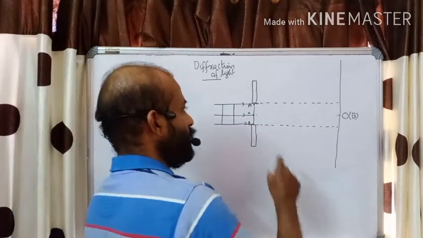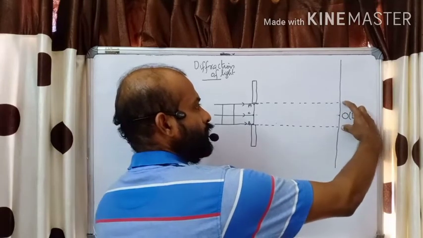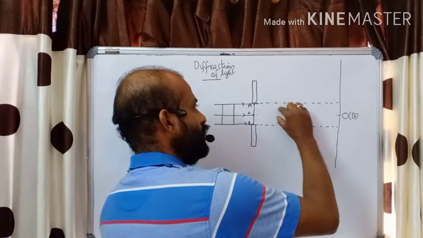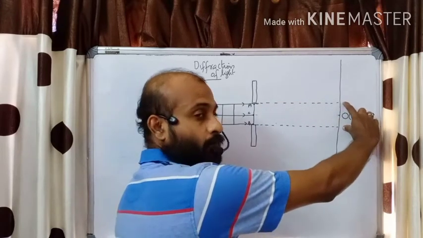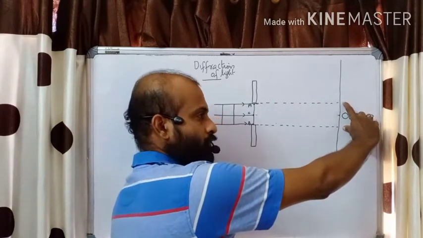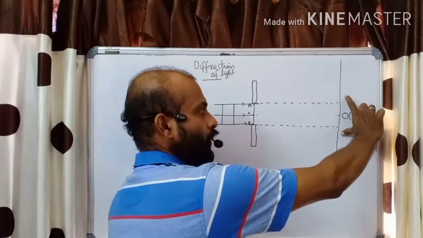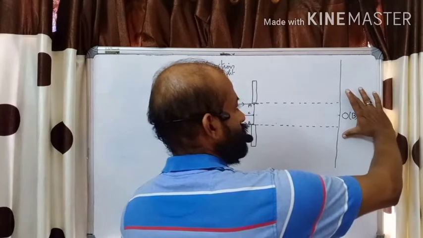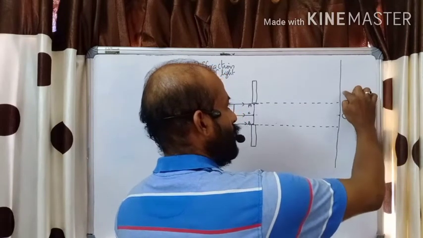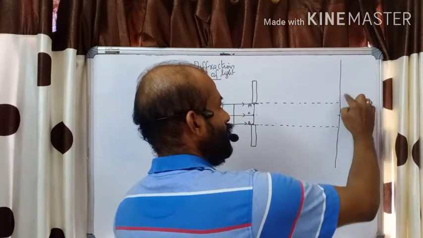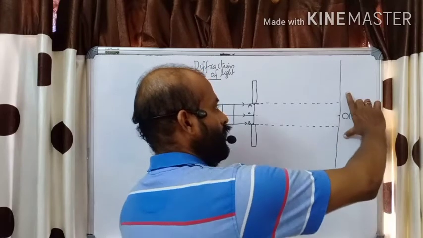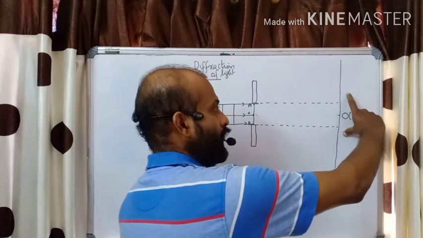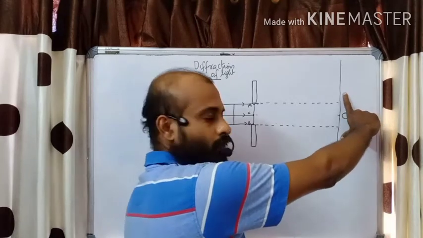Now what we expect on the screen: up to this portion the light is traveling straight. There are many wavelets traveling straight and producing a bright portion here. But due to the diffraction effect, the bright portion is slightly elongated, as we have seen in the previous case. So we can expect up to this height. This may be the region from here to here, where there will be a bright portion. Not only in this region, more width we can expect for the bright portion on the screen.